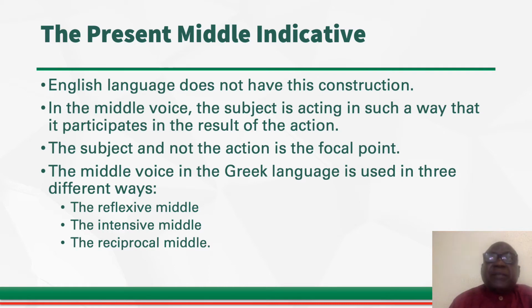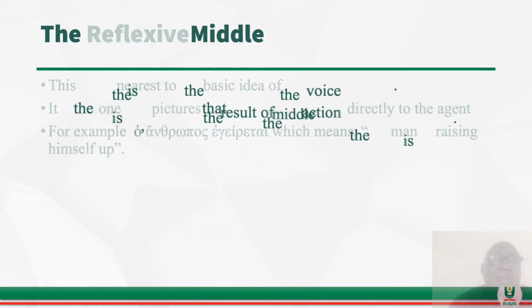Now, the present middle indicative. The English language does not have this construction. In the middle voice, the subject is acting in such a way that it participates in the result of the action. The subject and not the action is the focal point. Now, the middle voice in the Greek language is used in three different ways. It could be used reflexively, intensively, or reciprocally. In this section, we will start with the first.